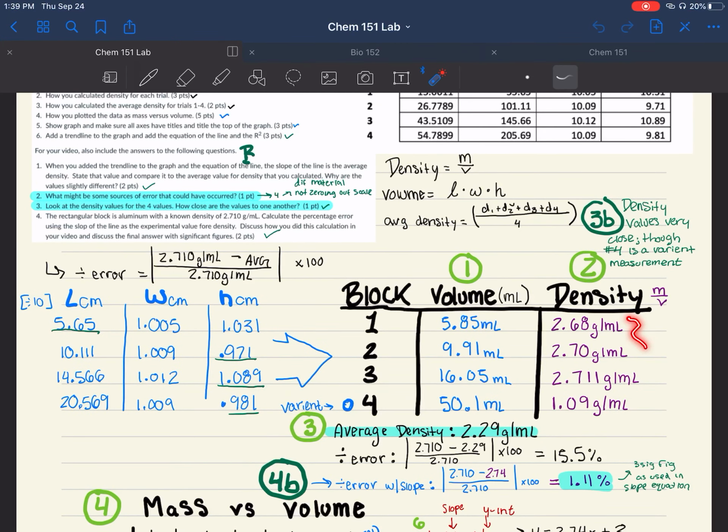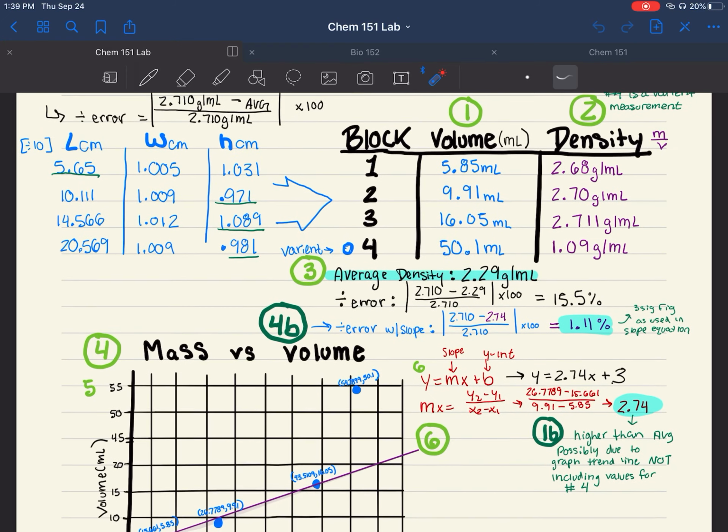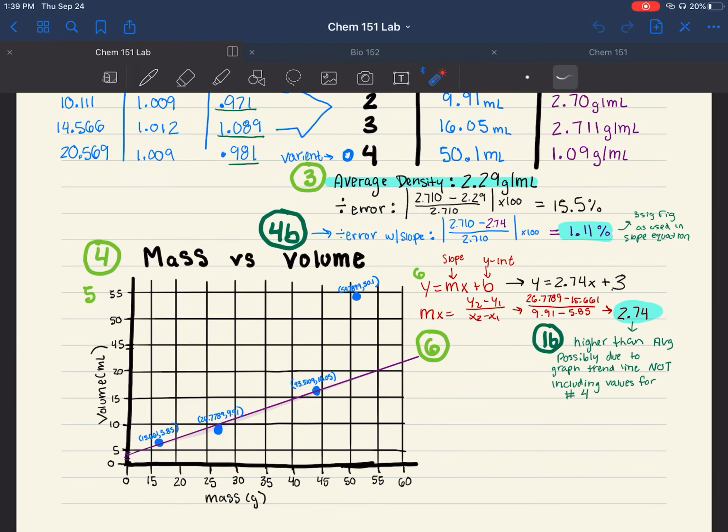So once again, these three are quite close to each other, having very little variance of like 0.02, 0.01 grams per milliliter difference, where once again number 4 is quite different and quite far away from those.